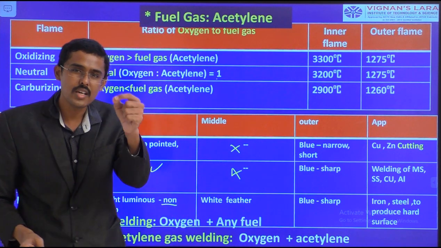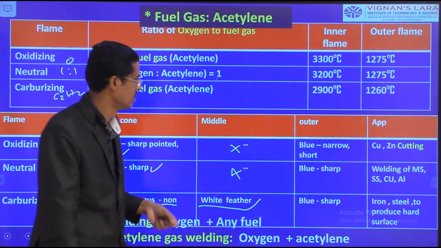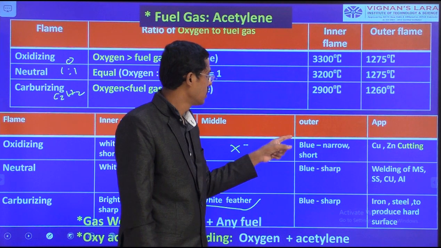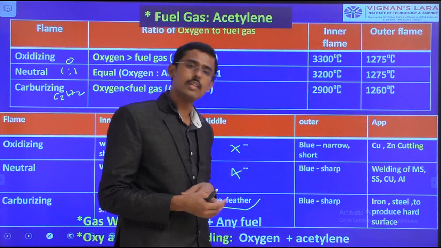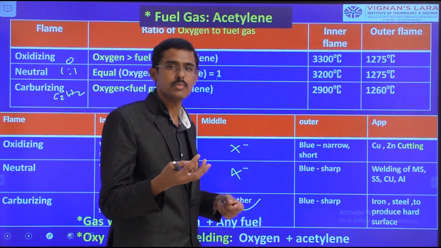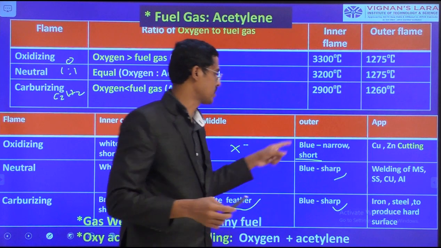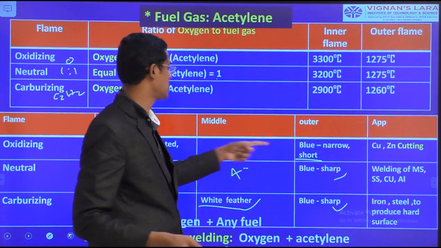But for the carburizing flame, we are taking the white feather. Small white feather we have seen. The outer flame is a blue narrow shaft. Second one also blue, sharp. The outer also blue, sharp. This is all okay, but the first one, the oxidizing, is short.